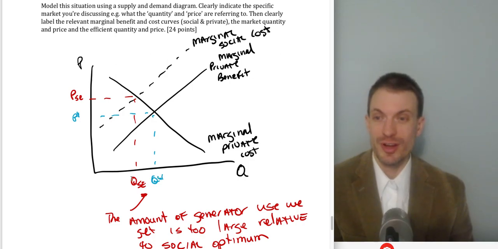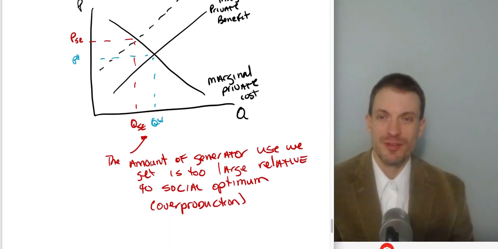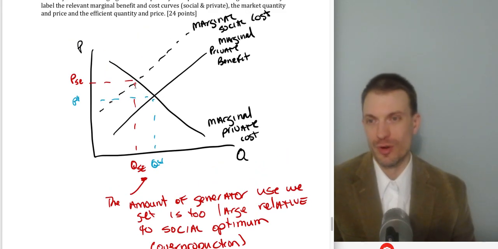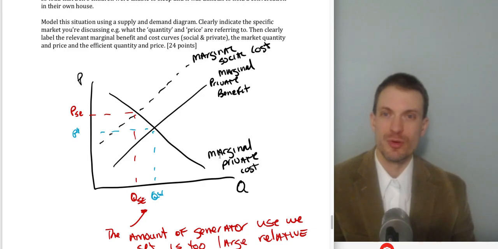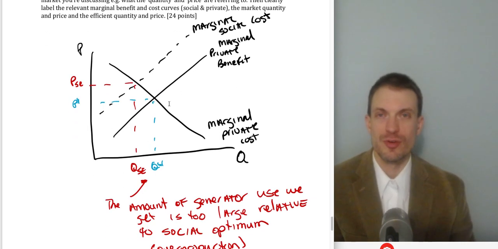The socially efficient outcome is right here. This is what happens if the decision makers pay attention to the externality. So the socially efficient outcome would be here. The amount of generator use is too large relative to the social optimum. We get overproduction. So we could help the decision maker internalize the externality by charging a tax per unit of use equal to the size of the externality, but that wasn't part of the question. Here I'm just literally looking for this graph.